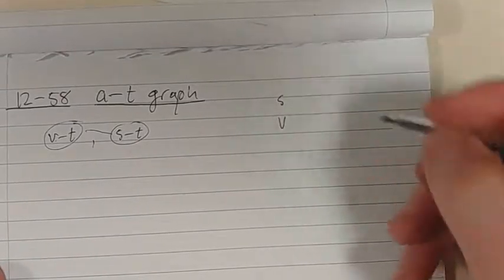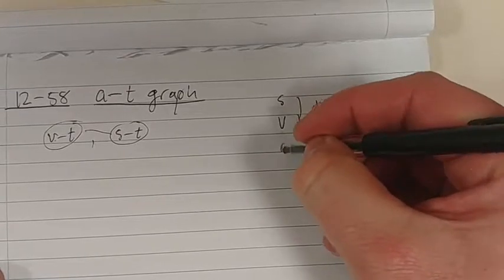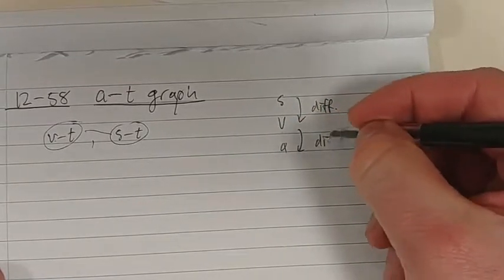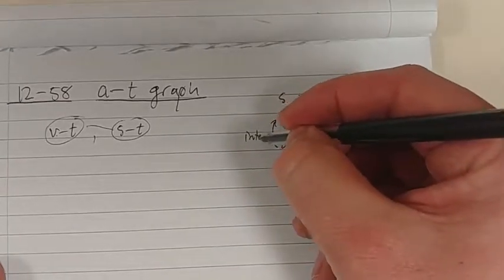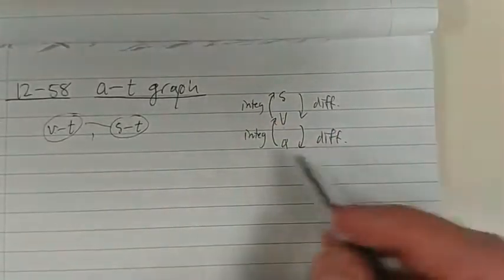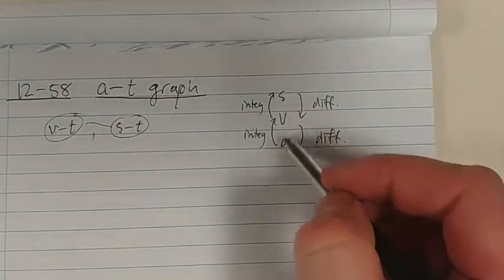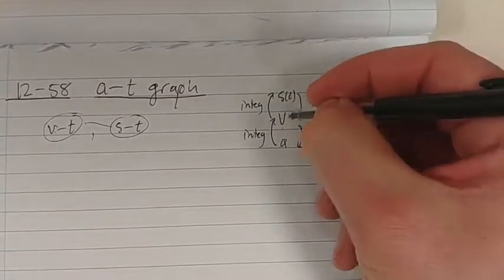We had to integrate. So recall, if we've got position and we want to get to velocity, we need to differentiate. Velocity to acceleration, we need to differentiate. Acceleration to velocity, we need to integrate. Velocity to position, we need to integrate. But this is really strictly true only if these are functions of time.